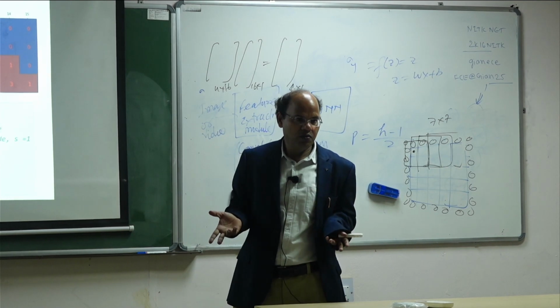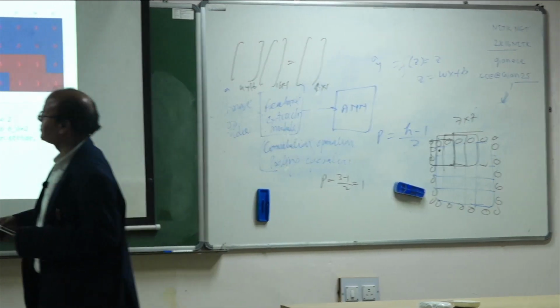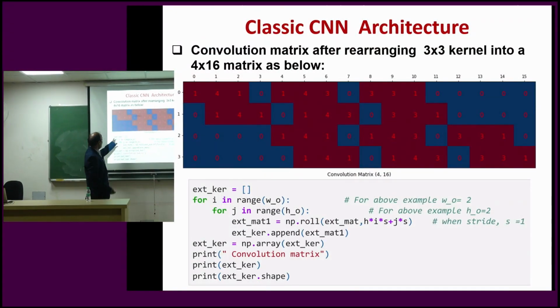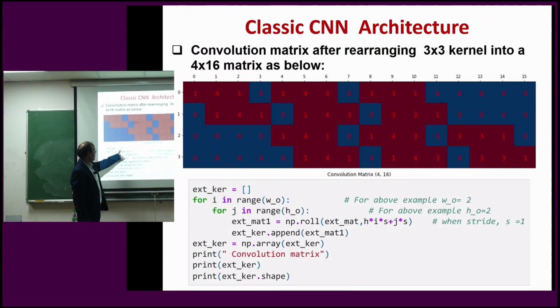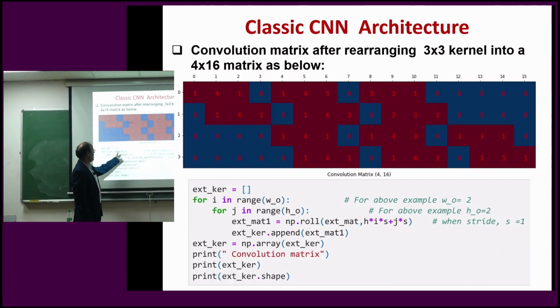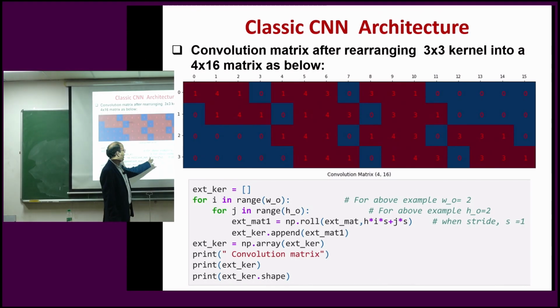You can do that. What is the size? You can compute that. So from here, extend the kernel. We want to extend that. Create an empty matrix, with two for loops: for I in the range of WO and J in the range of HO. WO equal to 2, HO equal to 2, right? And extend matrix 1 equal to np.roll(extend matrix, H into I into S plus J into S), right? So what are we going to do?